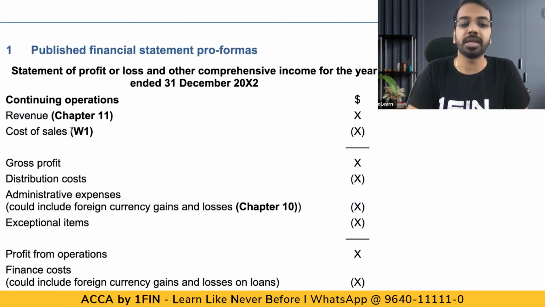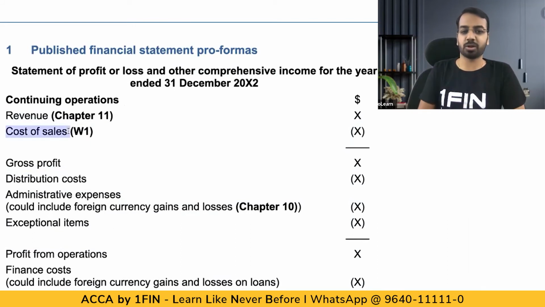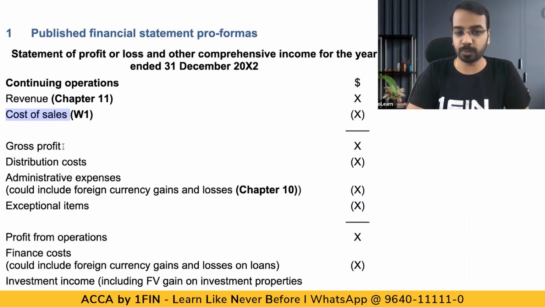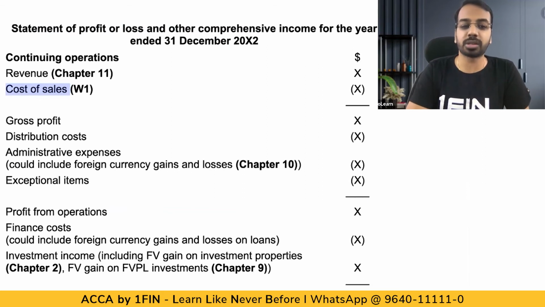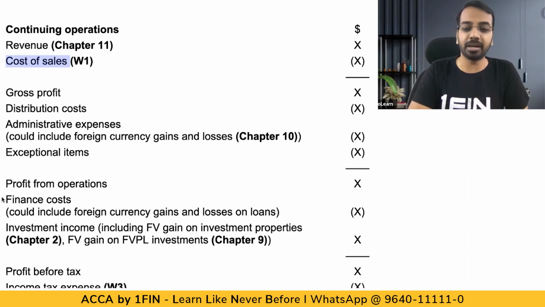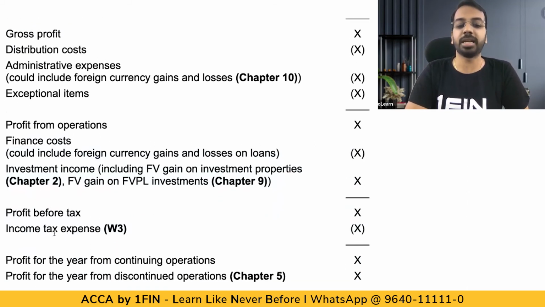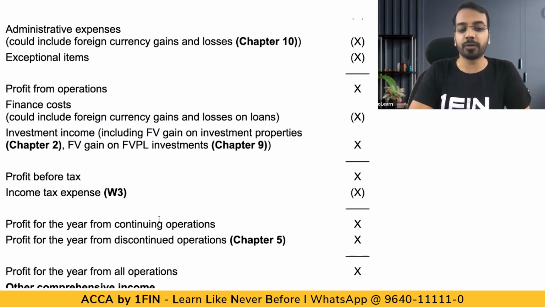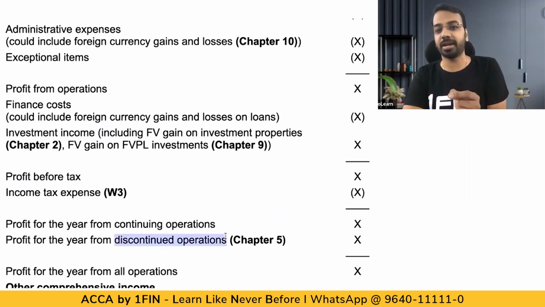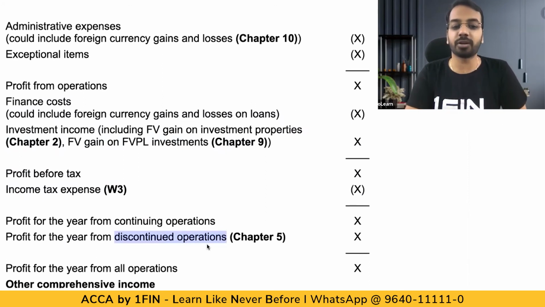Then cost of sales. Basically, your opening stock, purchases, closing stock related adjustment, that is given as a part of your cost of sales. Then you have gross profit. From that, you remove distribution cost, administrative expenses, exceptional items, and you get profit from operations. Then from that, you remove finance cost, you adjust investment income, and what you get is profit before tax. Then you get income tax expense. Then your profit for the year from continuing operations, profit for the year from discontinued operations. This we will understand in the standard on assets held for sale and discontinued operations. Then profit for the year from all operations.